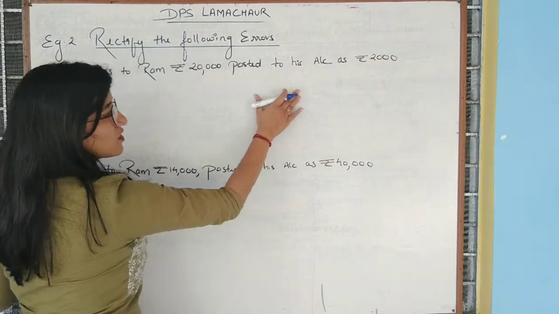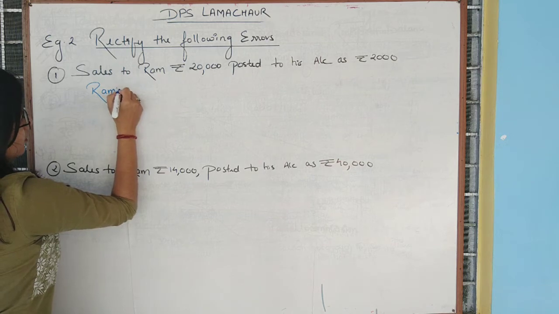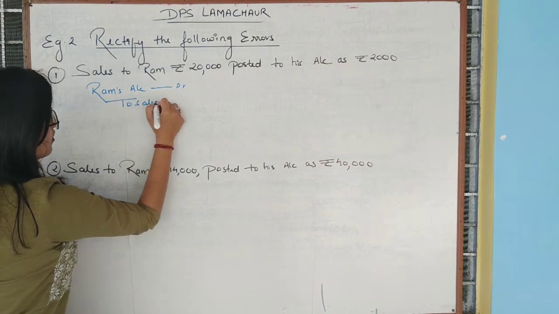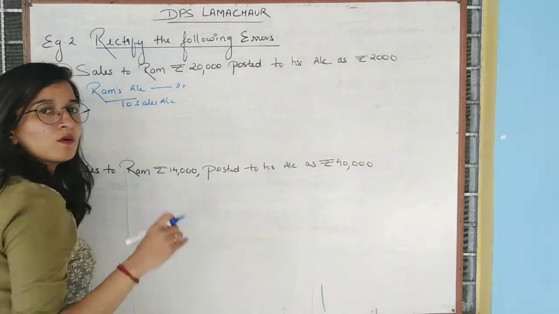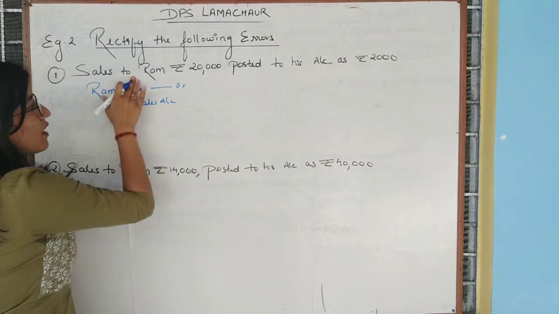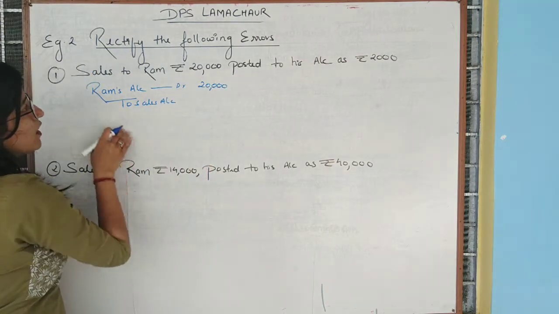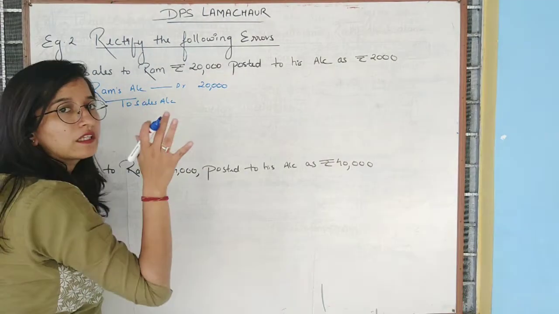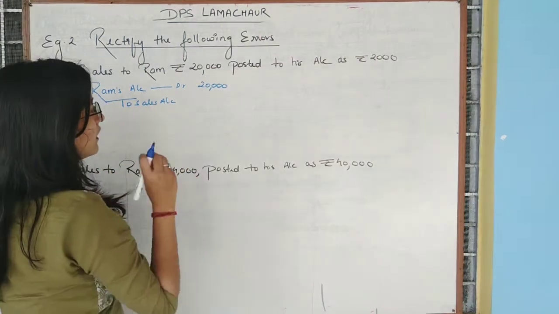Now in this transaction, journal entry will be Ram's account debit to sales account. As we know, Ram is a personal account and the rule for personal account is debit the receiver, credit the giver. So here Ram is receiving the goods amounting to 20,000. As in the transaction, it is not mentioned that the goods have been sold to Ram for cash, so we will assume that the goods have been sold to Ram on credit.